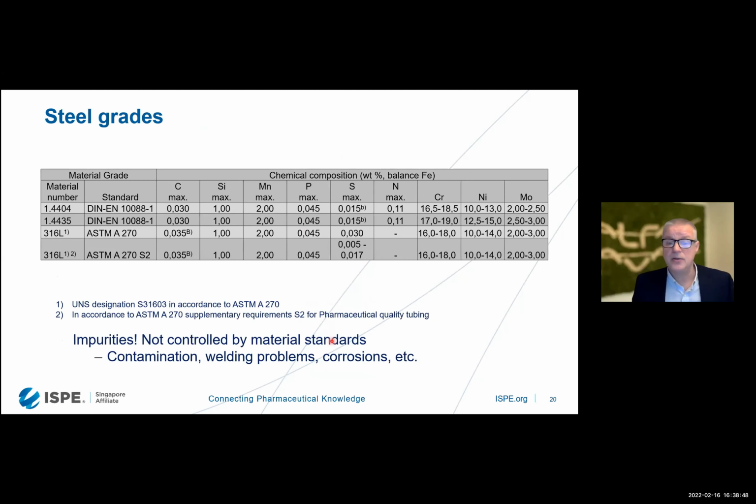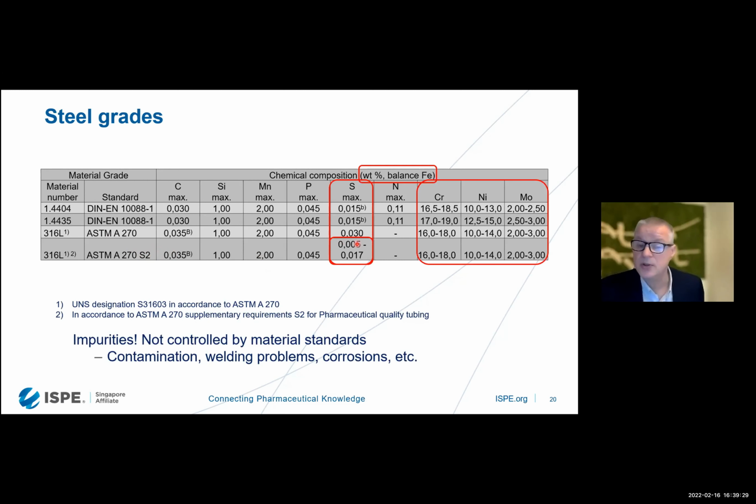If we look at the steel grades, in typical or normal stainless steel, there are many different types. We have the European standard, and these are called 1.4404 or 1.4435. And then we have the American standard, where you have 316L, but it also specifies for pharmaceutical material. It's recommended to follow Supplement 2 in ASTM. And Supplement 2 has a specification for the sulfur content.